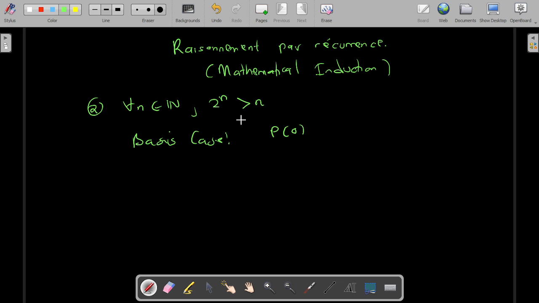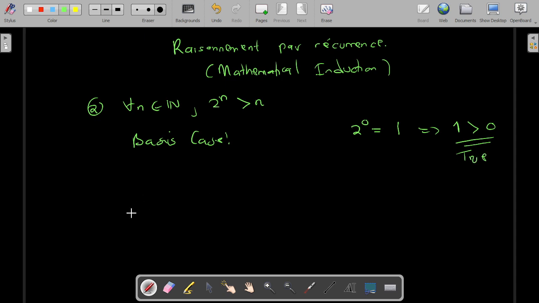So P of 0: we take n as 0. If I do P of 0, I'm going to have that 2 to the power 0 is equal to 1. Now, n is 0, so just to remove all the confusion, this is going to imply that 1 is strictly greater than 0. Now this is true, so our basis case has been established. So our basis is true.